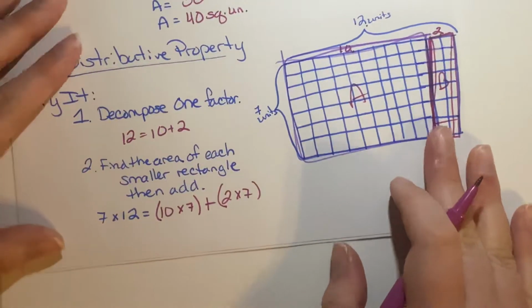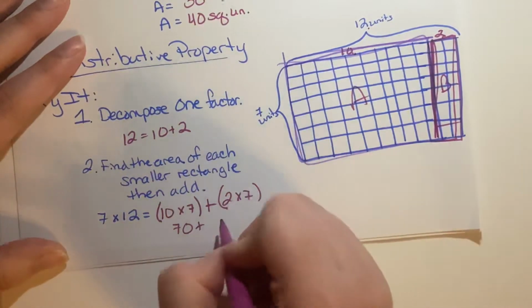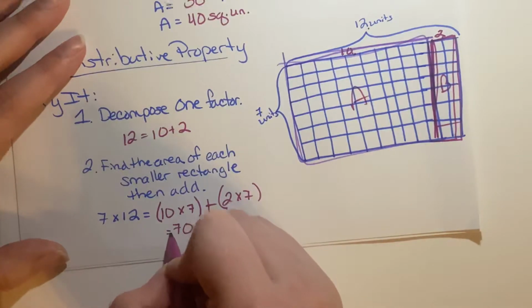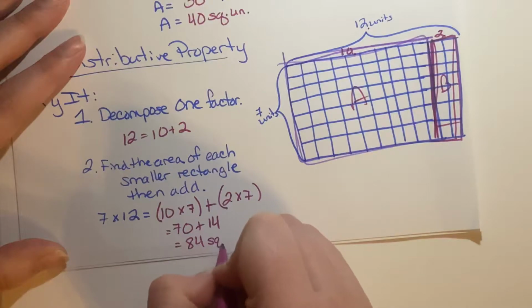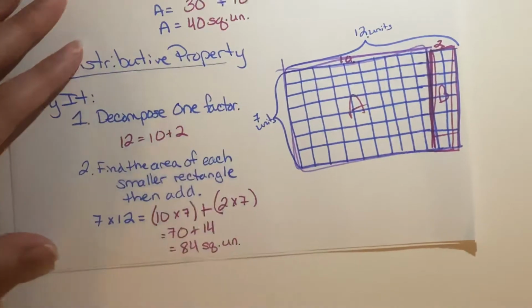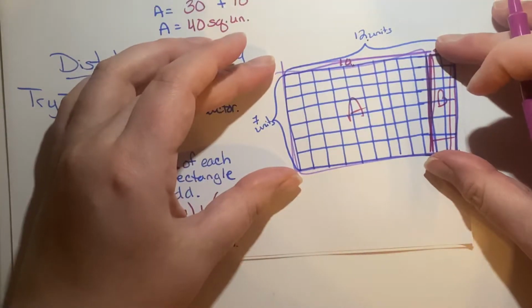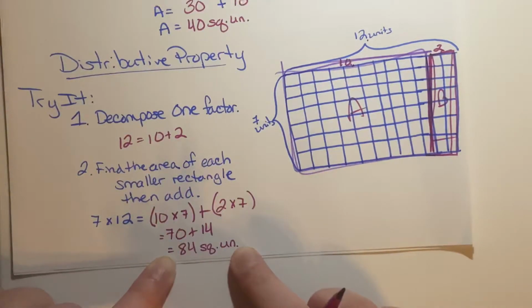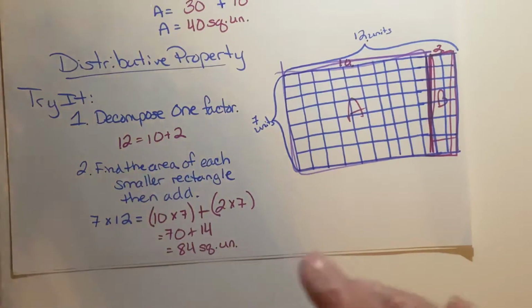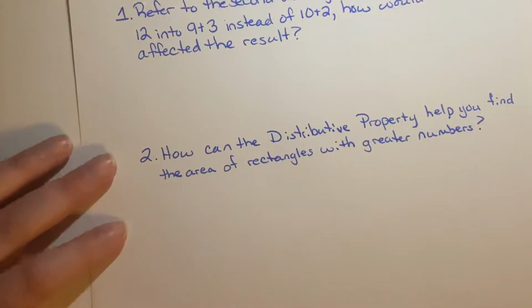which is the B one. So we know 10 times 7 is 70. We know 2 times 7 is 14. Then we add them together, so our total area would be 84 square units. So we're breaking apart a bigger number, making it a little bit better to where we can do it easier, 10 and 2, and then being able to add them together at the end to equal our actual area. Okay, so that's what we're doing. It's called the distributive property. We're decomposing something.